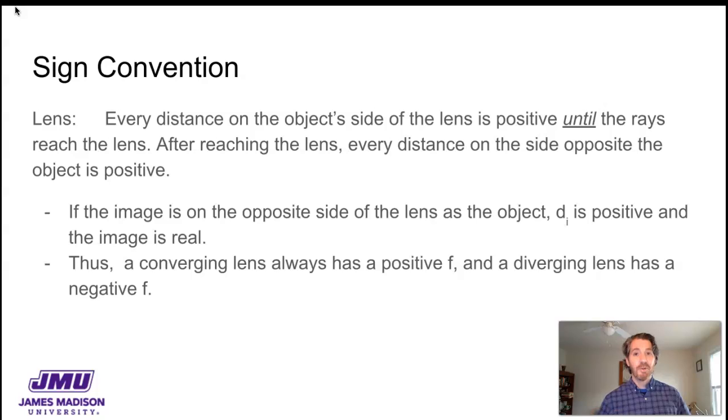But for the diverging lens, we found that the image distance was negative because after the rays pass through the lens, the image forms on the same side where they started. As it says here, if the image is on the opposite side of the lens as the object, then image distance is positive, and the image is what we call real. And a converging lens always has a positive focal length. A diverging lens always has a negative focal length.